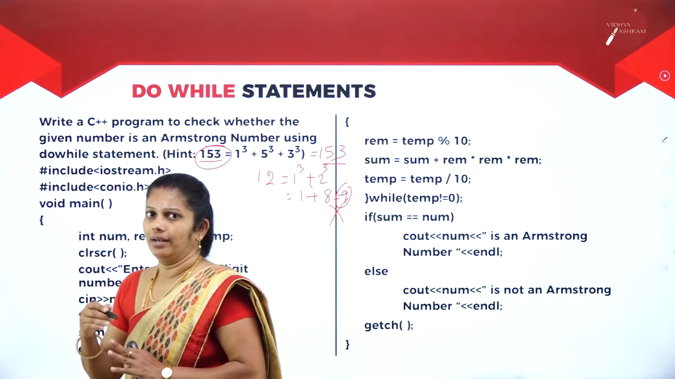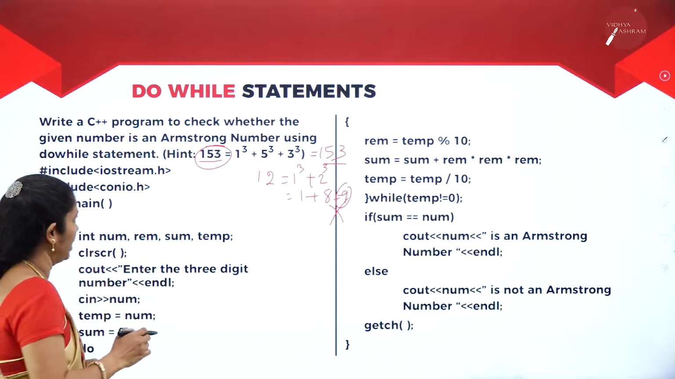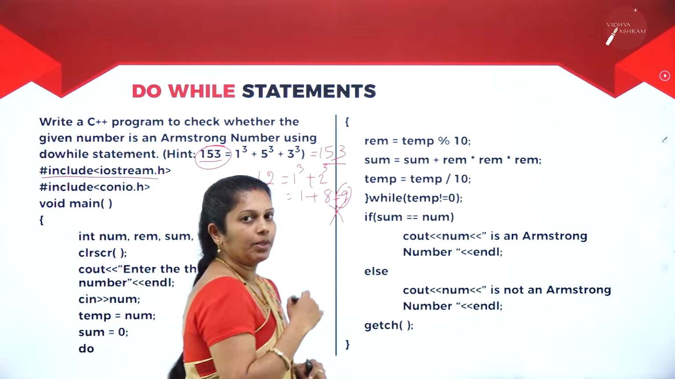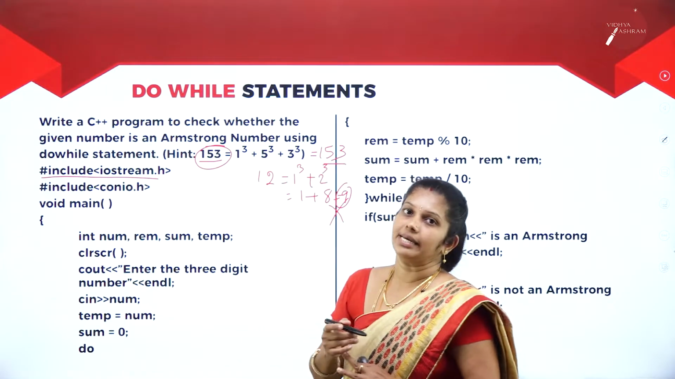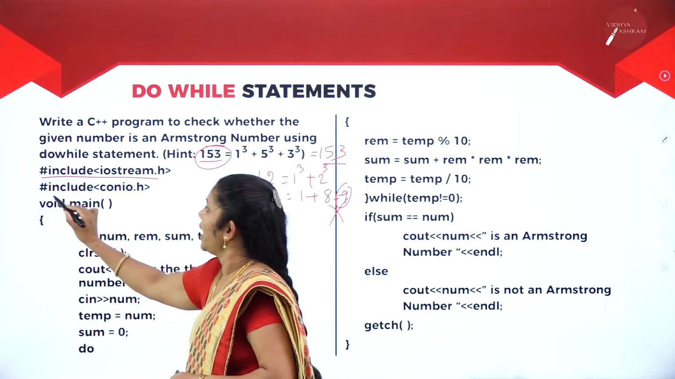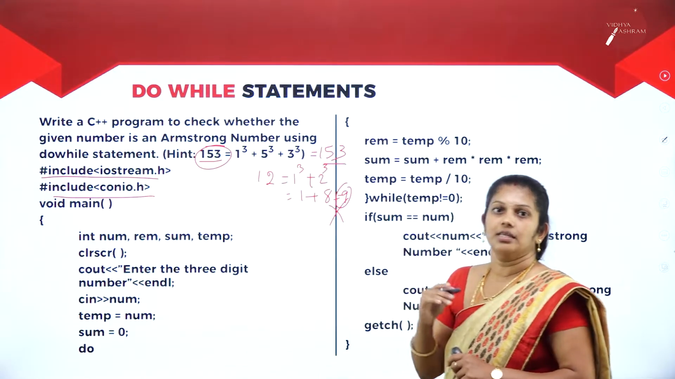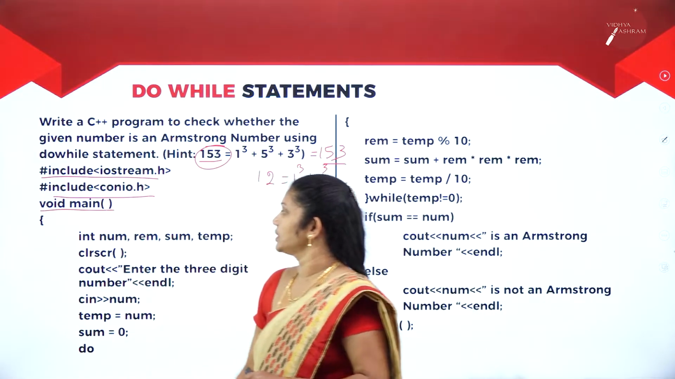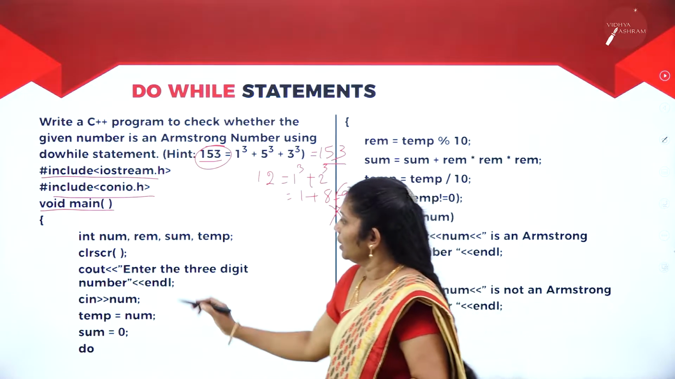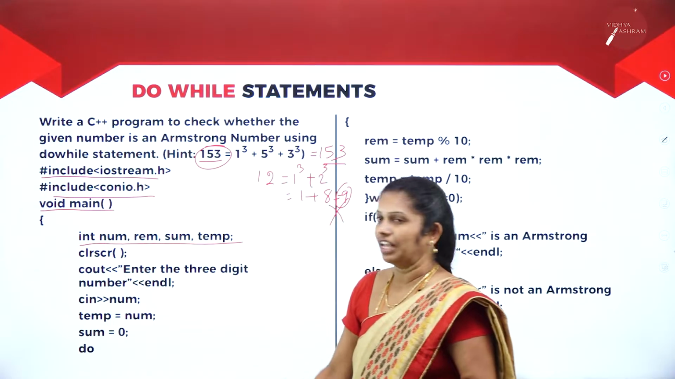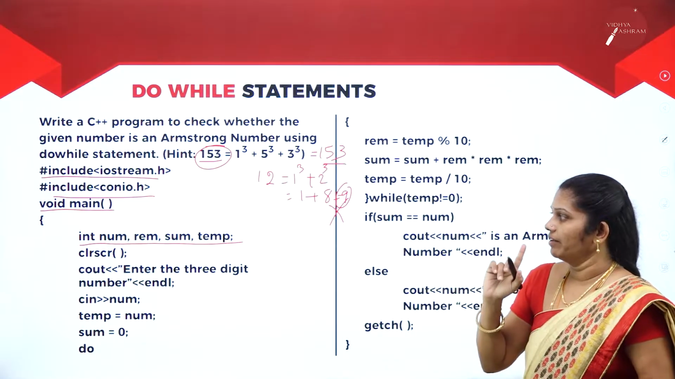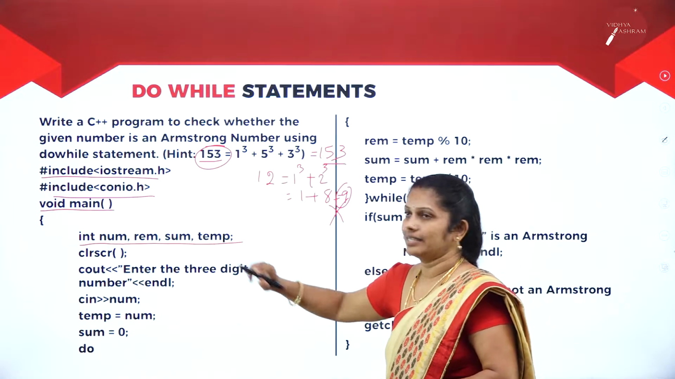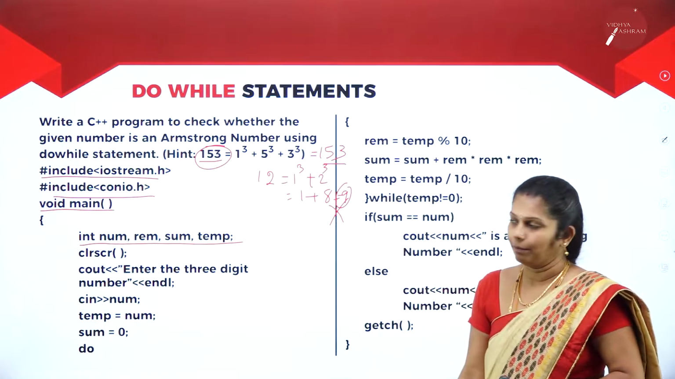By using do while, how do we write the program for that? Now we will explain. First, as usual, we use the iostream.h header file. By this, we can use the cin as well as cout functions. Next, include conio.h. This is the supporting header file for the clear screen as well as getch functions. Then, as usual, we start with void main. That's the main program. Here we declare all the variables of type integer. The first variable is num. The second variable is remainder, rem. Then to store the result, sum. For temporary purposes, the temp variable.